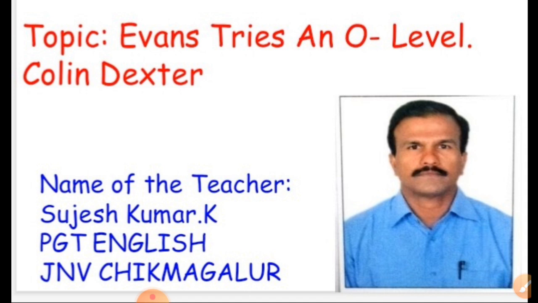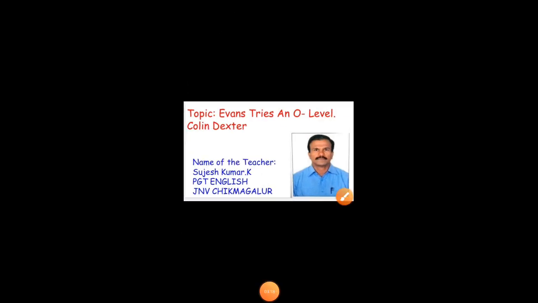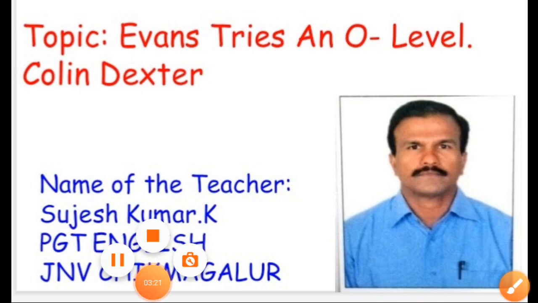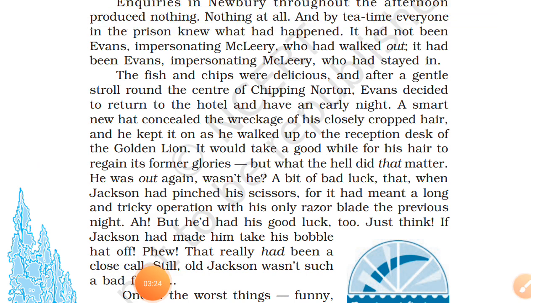Now the remaining part, dear children, take page number 86 in the middle part. We ended with the dialogue. What is the dialogue? It had not been Evans impersonating McClary who had walked out. It had been Evans impersonating McClary who had stayed in. So it is very clear that the wounded McClary inside the cell is Evans, and the one who has already gone is the McClary, the invigilator. That is what is clear now.